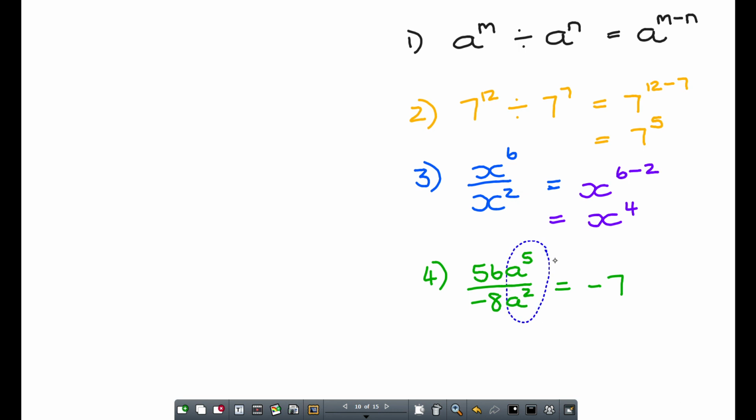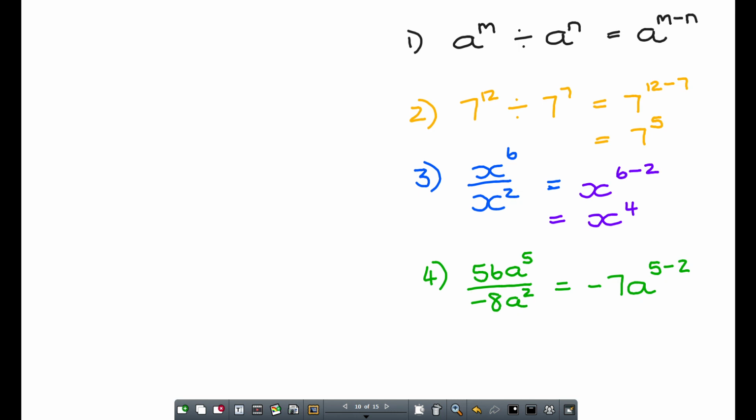Okay, now let's look at these. a to the power of 5 divided by a to the power of 2. Is my base the same? Yes. Are we dividing? Yes. So we're going to subtract exponents. So the base stays a. I'm now just going to take top exponent minus bottom exponent. Do not switch that around.